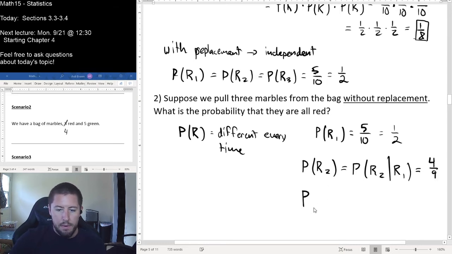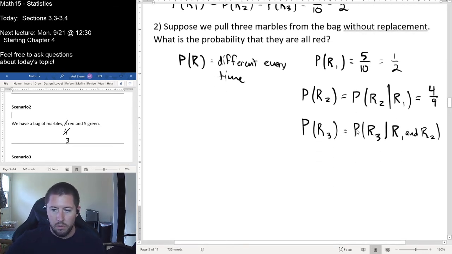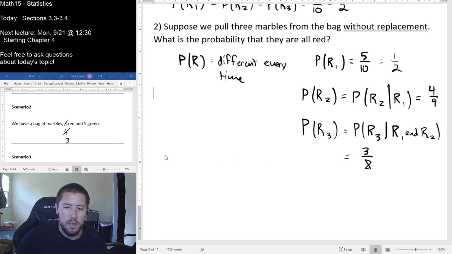And similarly, my probability of drawing a red on the third is going to be the probability of drawing a red on the third, given that I drew a red on the first and a red on the second. Right? So then I'm thinking, oh, 4 is actually down to 3 now. So this should actually be, there are now only 3 marbles that are red left out of 8 total marbles. So now I'm thinking to myself, these are all dependent on what has previously happened.